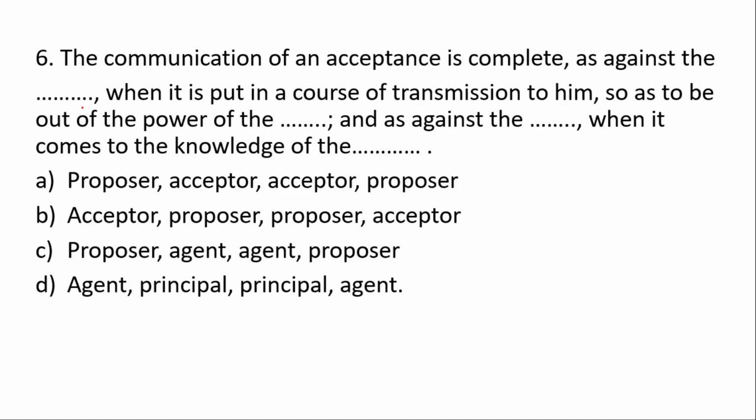Next question has blanks, so we have to fill up the blanks with the options below. The communication of an acceptance is complete as against a dash when it is put in a course of transmission to him so as to be out of the power of the dash, as against a dash when it comes to the knowledge of the dash. Here the correct option is option A.